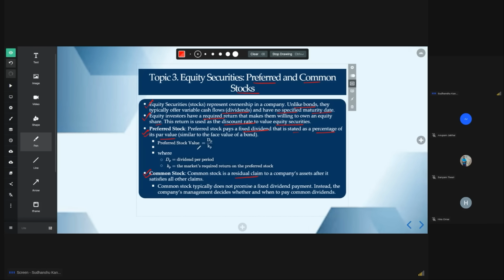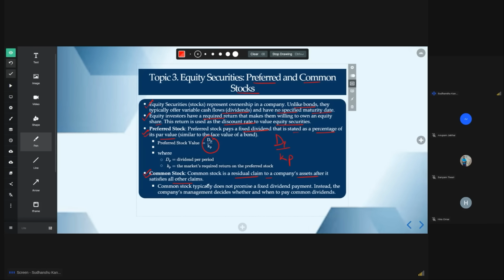So preferred stock is something which has higher weight, and preferred stock pays a fixed dividend that is stated as a percentage of its par value. Again, this is how it is written: preferred stock value equals dividend per period divided by the market's required return per period, right? Common stock is a residual claim on company assets after it satisfies all other claims.